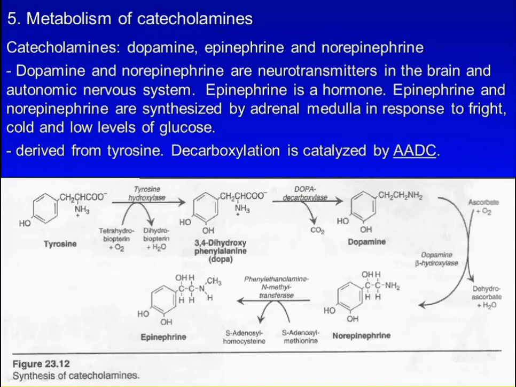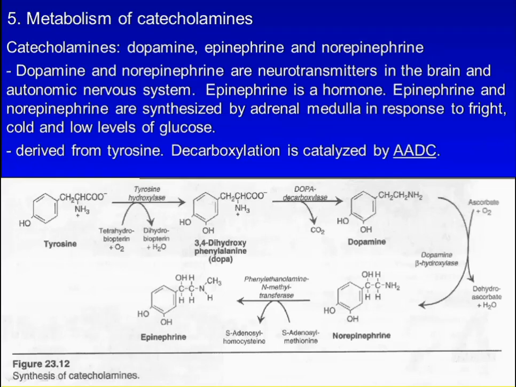Catecholamines include dopamine, epinephrine, and norepinephrine. Dopamine and norepinephrine are neurotransmitters in the brain and autonomic nervous system. Epinephrine is a hormone. Epinephrine and norepinephrine are synthesized by the adrenal medulla in response to fright, cold, and low level of glucose.